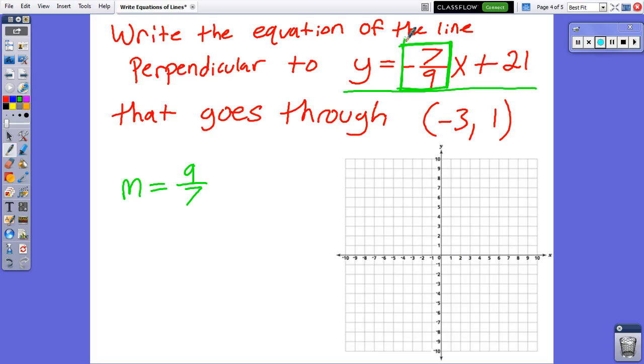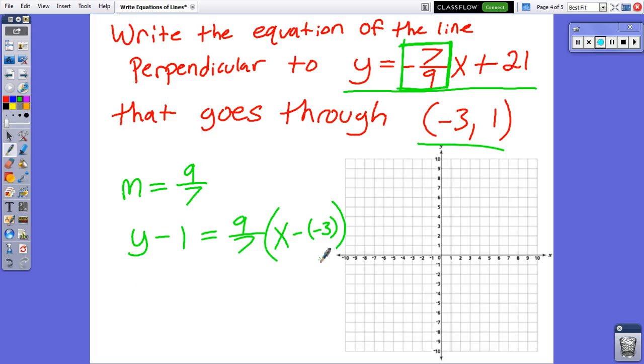And it goes through the point -3, 1. So that's the coordinate point that we're going to use. So again, we use point slope form. We do y minus y1. In this case, y1 is 1, so y minus 1. The slope, like we just figured out, is 9/7. And then x minus x1, so we'll do x minus the x value, which is -3.